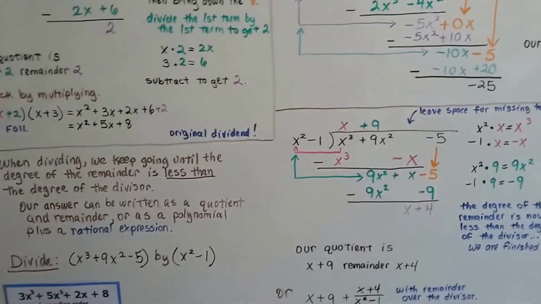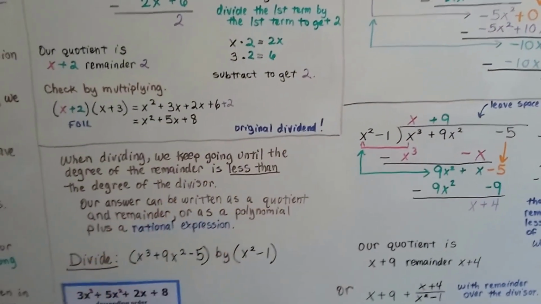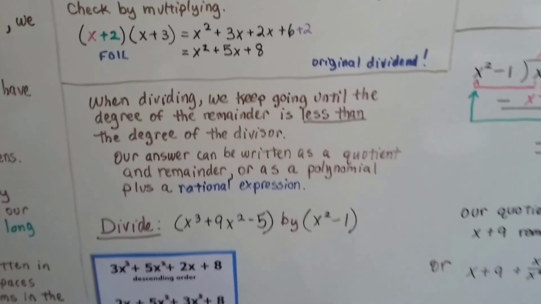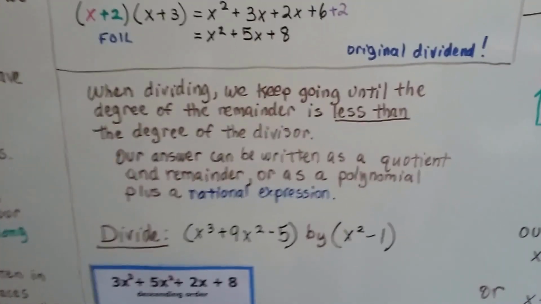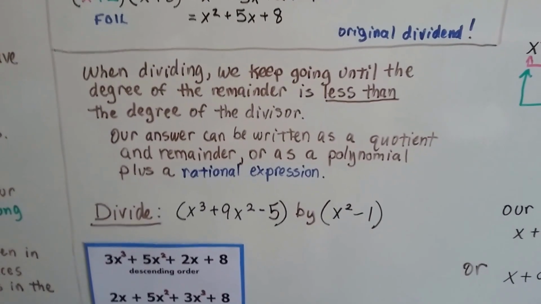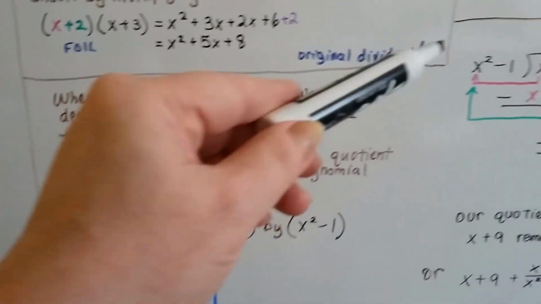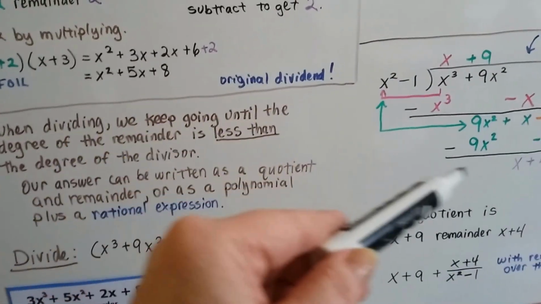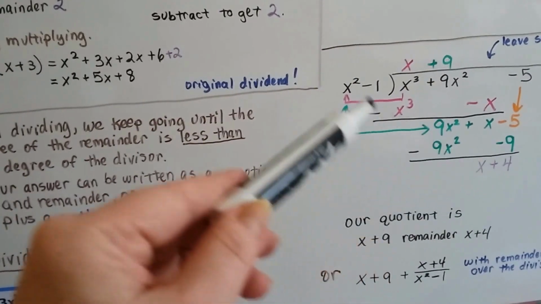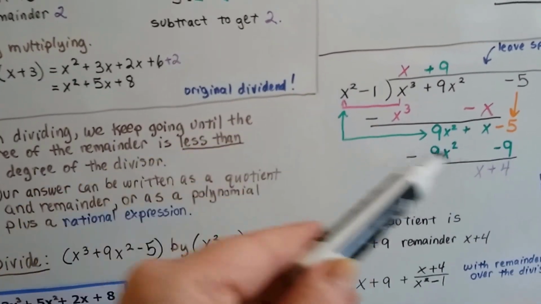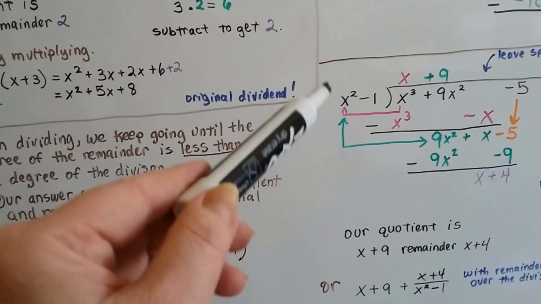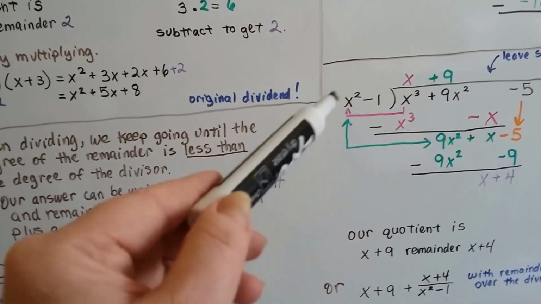Okay, well, when we have exponents in the divisor like that, when dividing, we keep going until the degree of the remainder is less than the degree of the divisor. So we want to keep dividing until our remainder is smaller than that. See, this is x to the 1st, so that's good. We can't stop here because we're still at x to the 2nd.